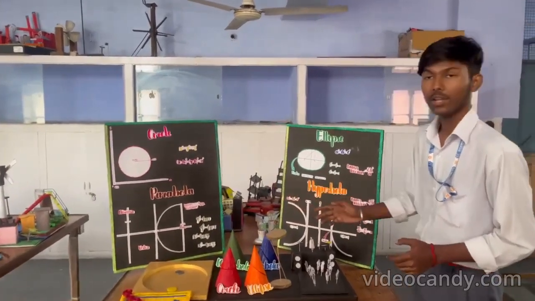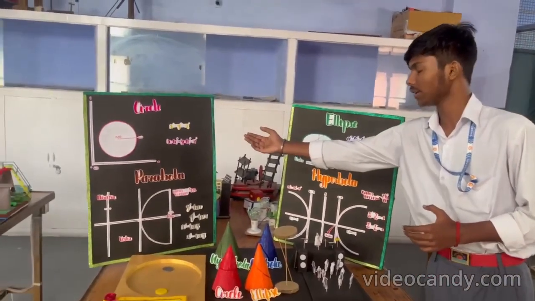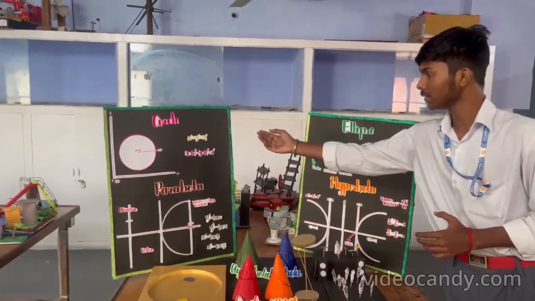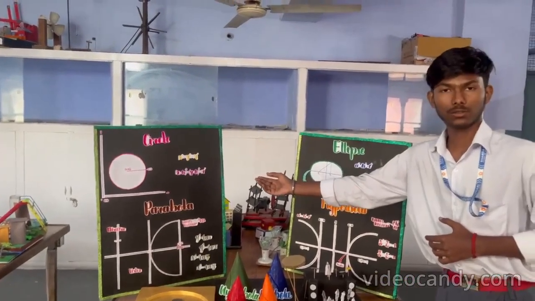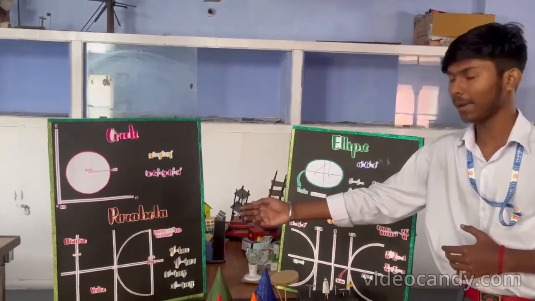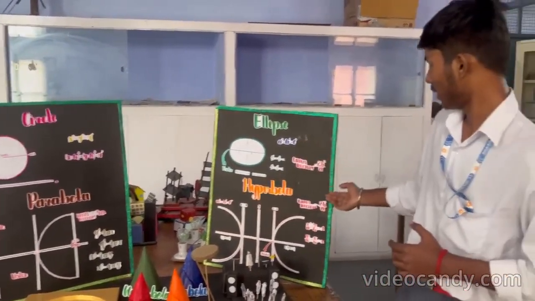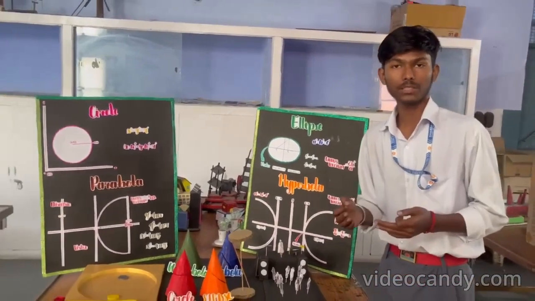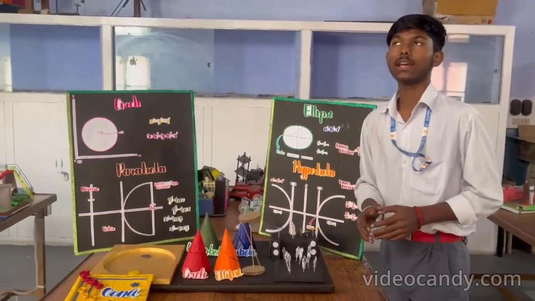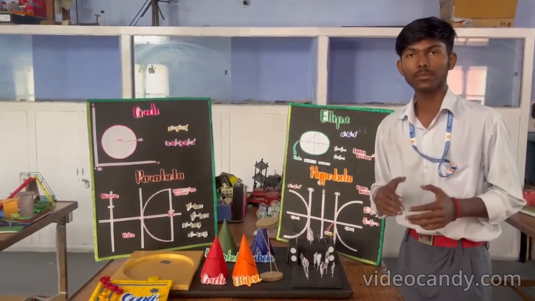These also have different properties and general equations, as I wrote on the chart. Circle: general equation (x minus h) square plus (y minus k) square equal to r square. Similarly, parabola: y square equal to 4ax, then ellipse and hyperbola. These all have different properties and real life uses. It can be used in physics, like when we calculate missile projection.